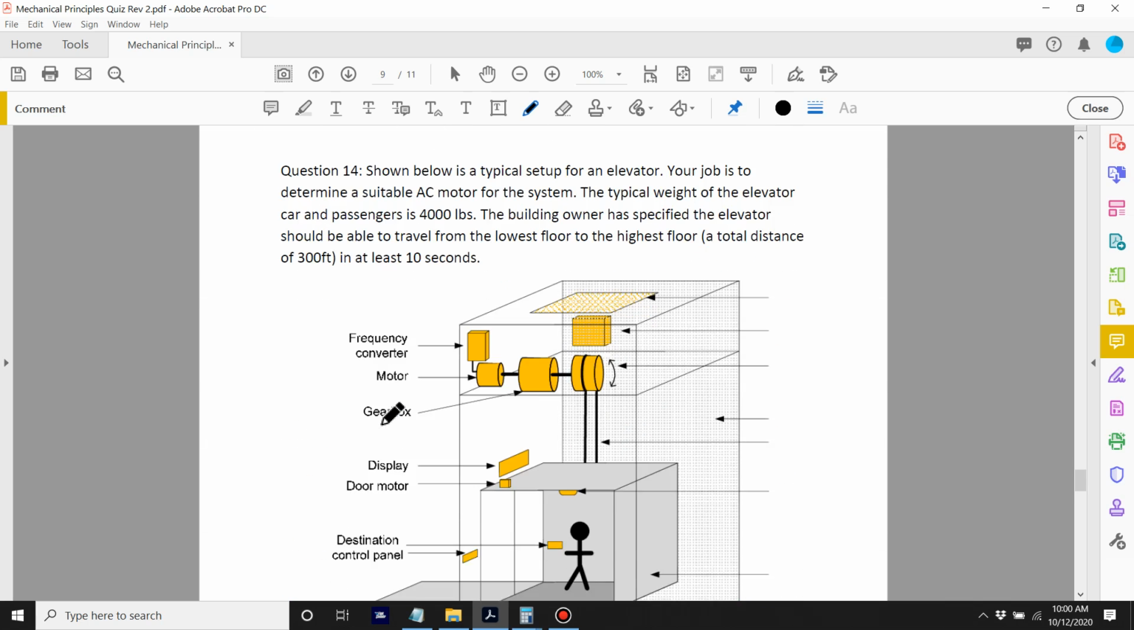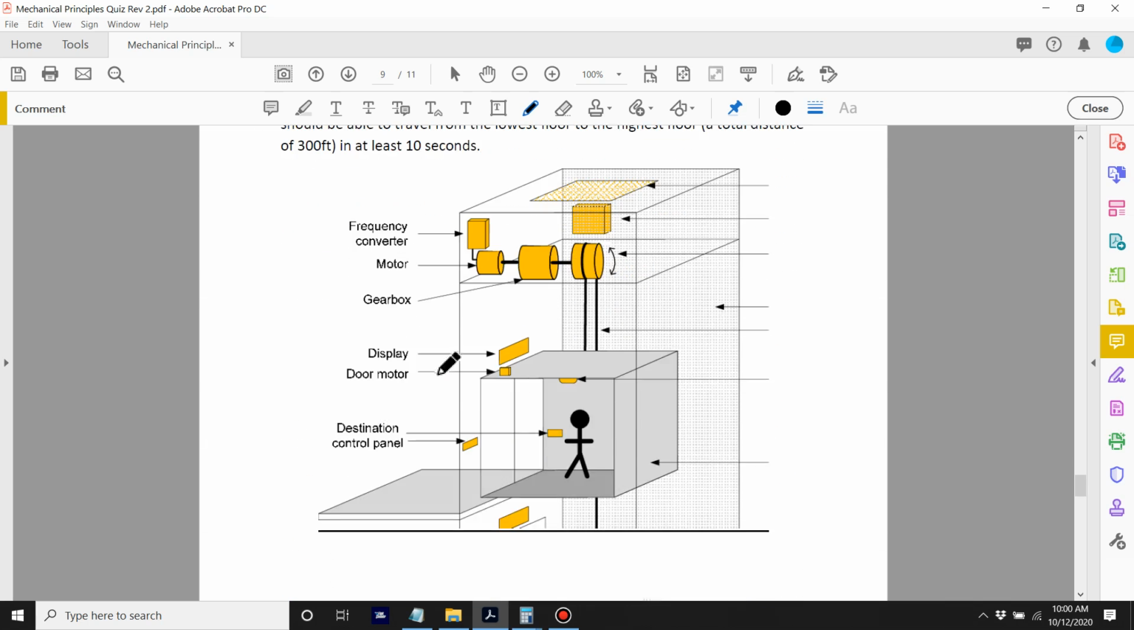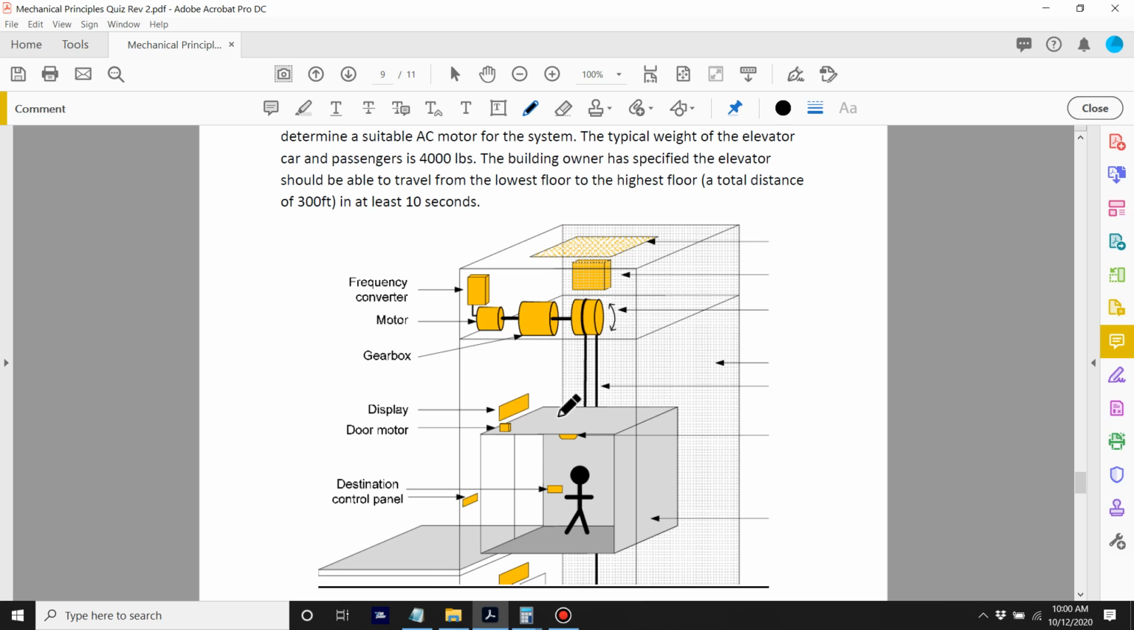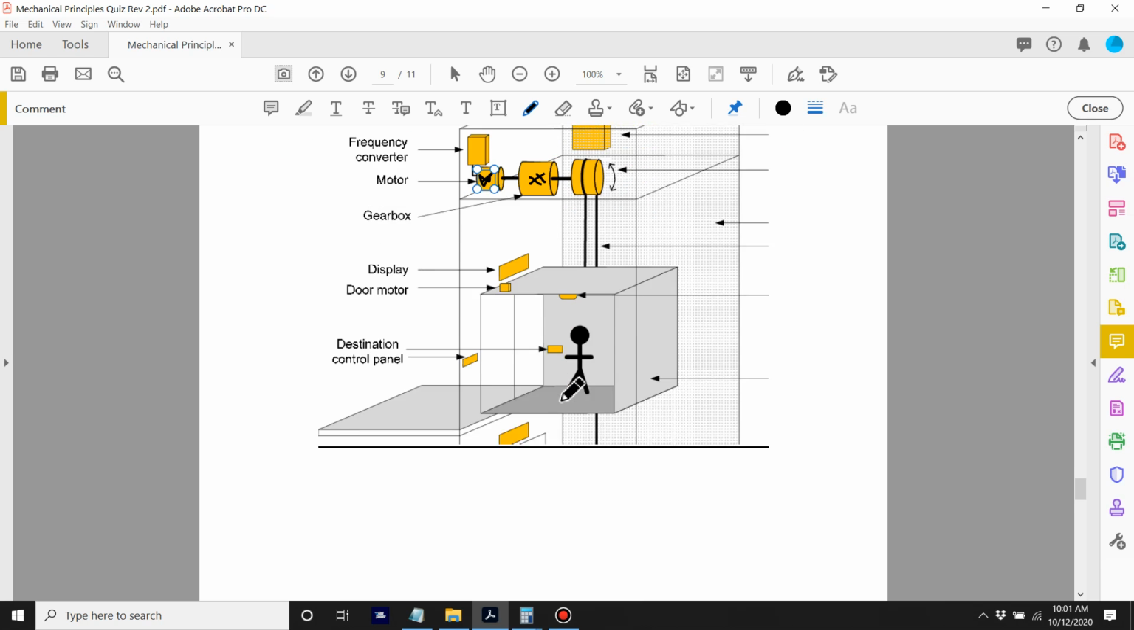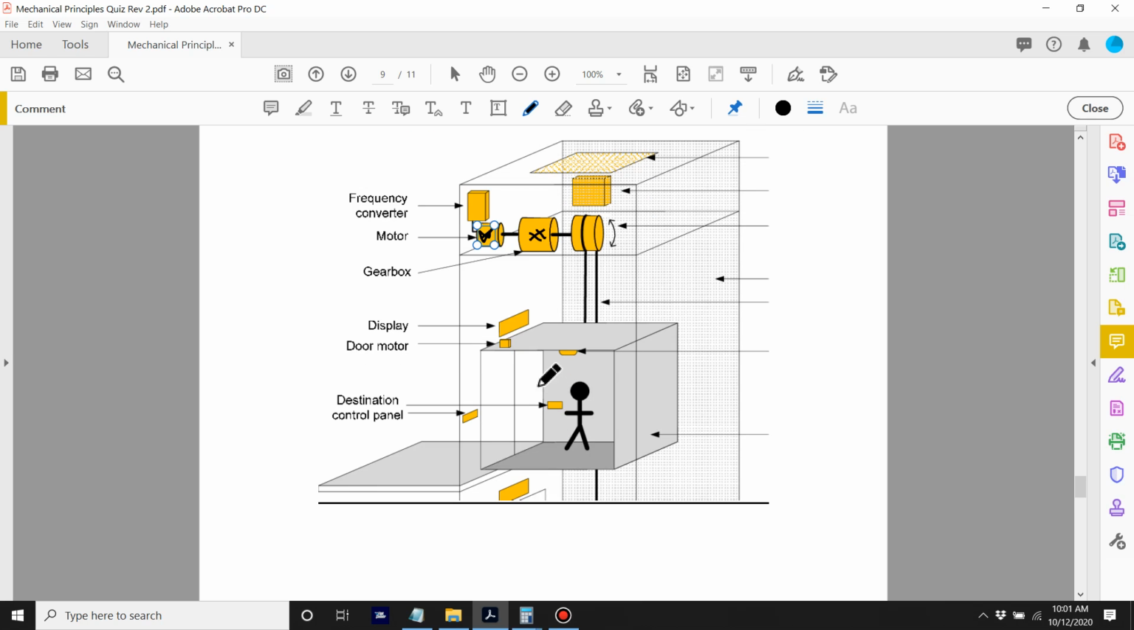All right. Look at this lovely diagram I stole from the internet. We have an elevator or a lift. We have a motor. We have a gearbox that slows down the motor and gives us the torque. And what have we got here? This is a winch. So when the motor's on, it turns the winch. This goes up and down. Everybody's happy.